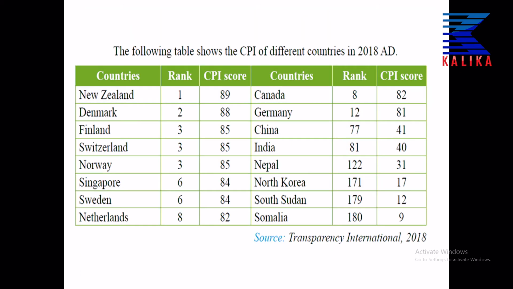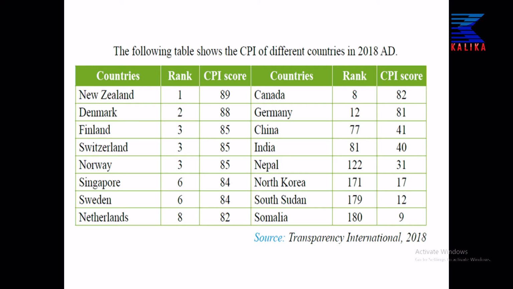Similarly, I have brought here the list of the countries with rank and CPI score according to the data of 2018, published by Transparency International, which you can see there. New Zealand has 89 score, Denmark has 88 score, Finland 85, Switzerland 85, Norway 85, Singapore 84. So, these are the top cleanest countries regarding corruption.